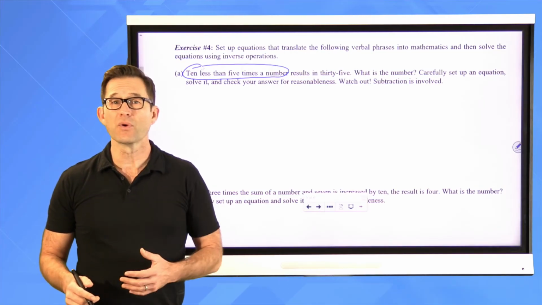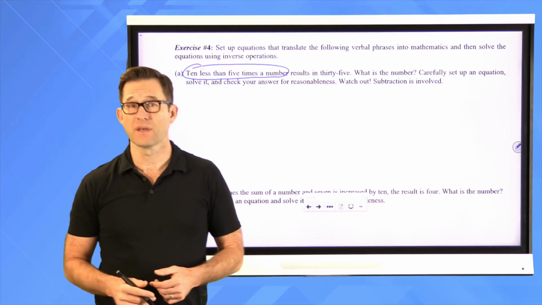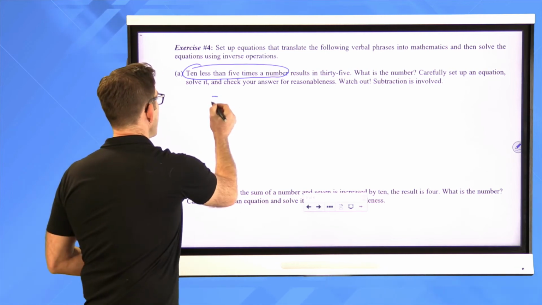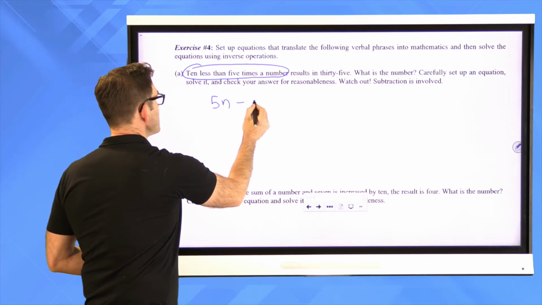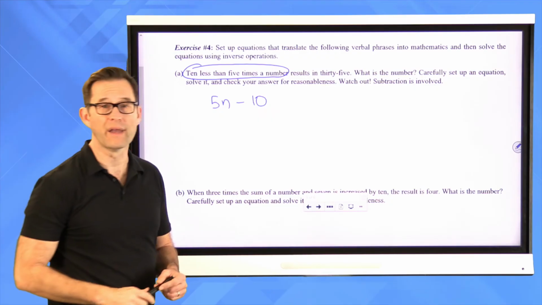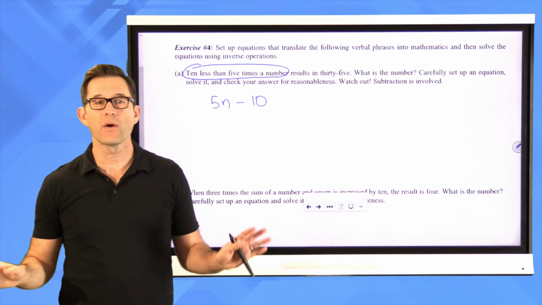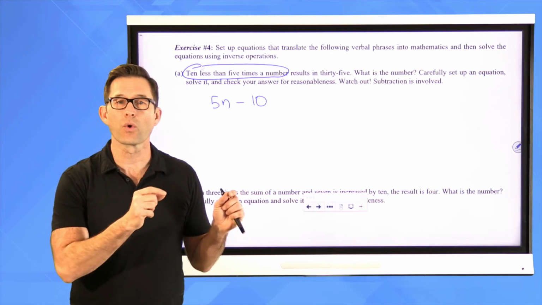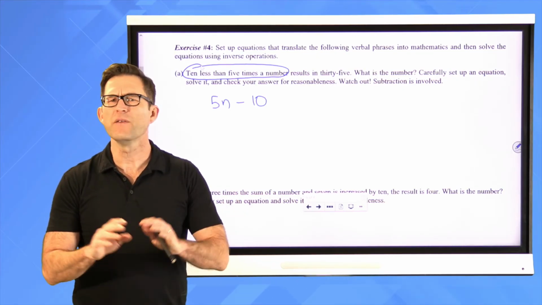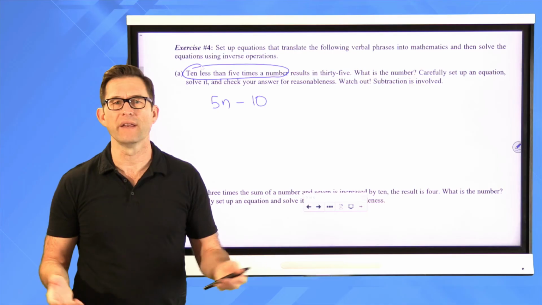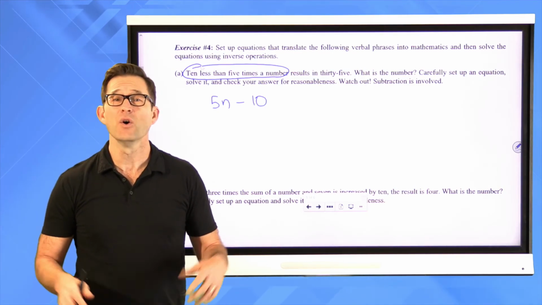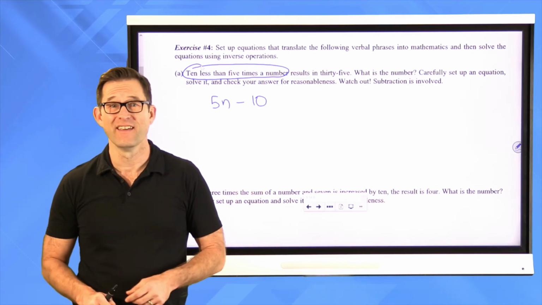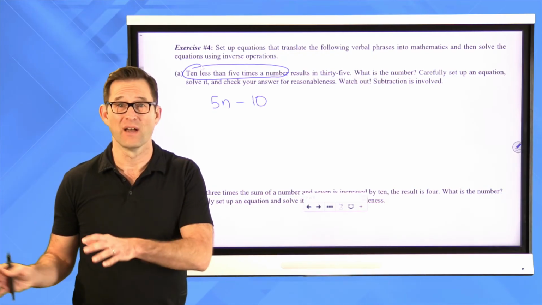Well, let's say that the number is n. 5 times that number would be 5n. And 10 less than that would be 5n minus 10. Now you have to be very, very careful here, because given that the word 10 comes first, it would be very easy to assume that it's 10 minus 5n. But that would be 5n less than 10, not 10 less than 5 times a number.